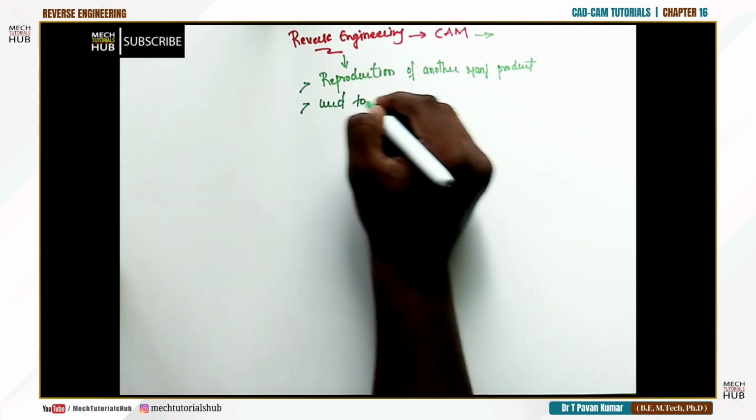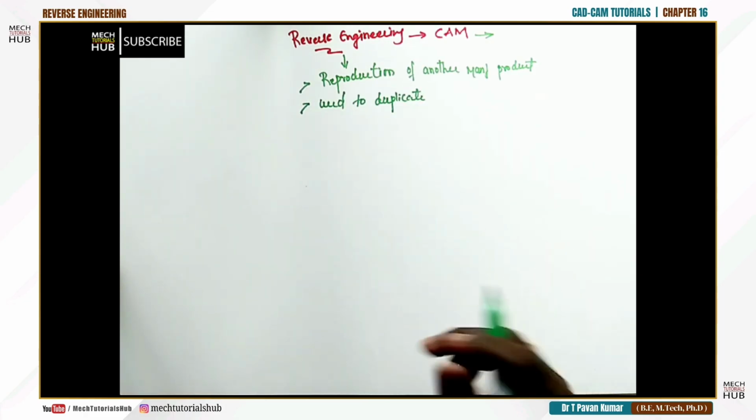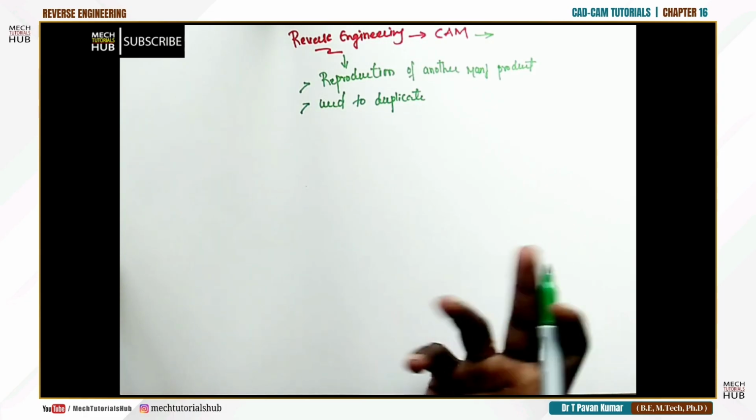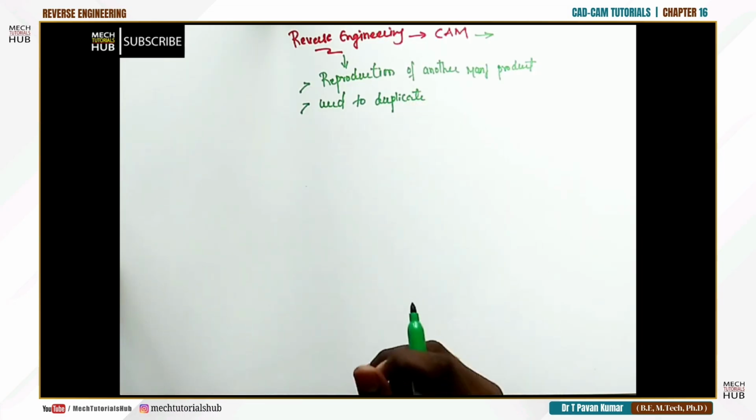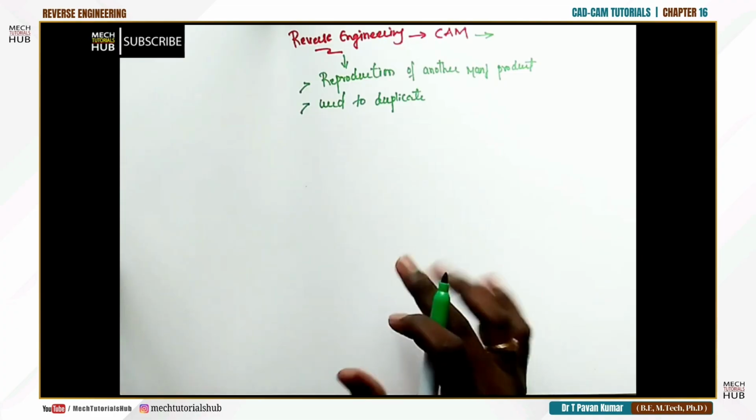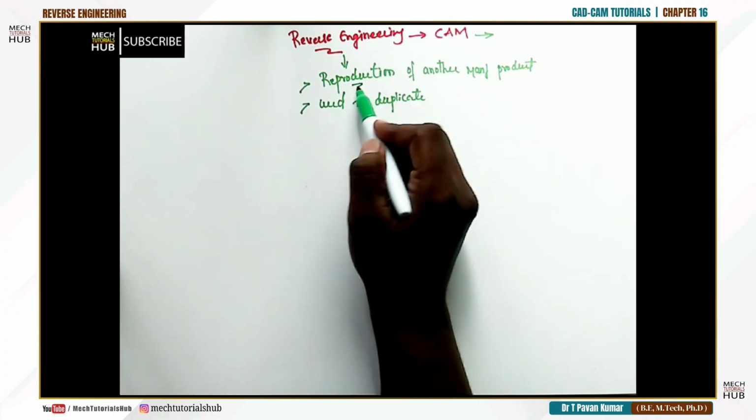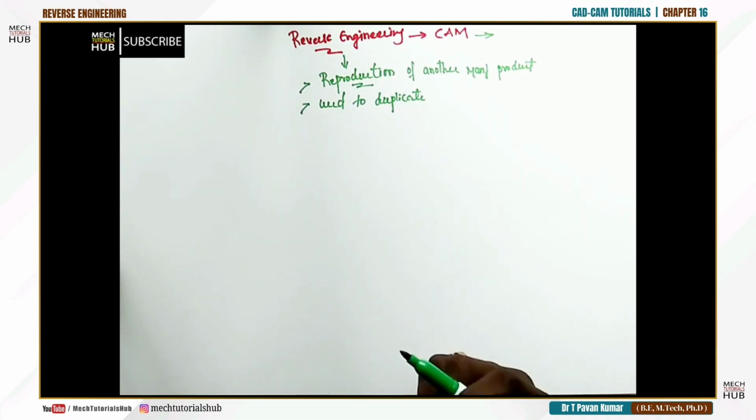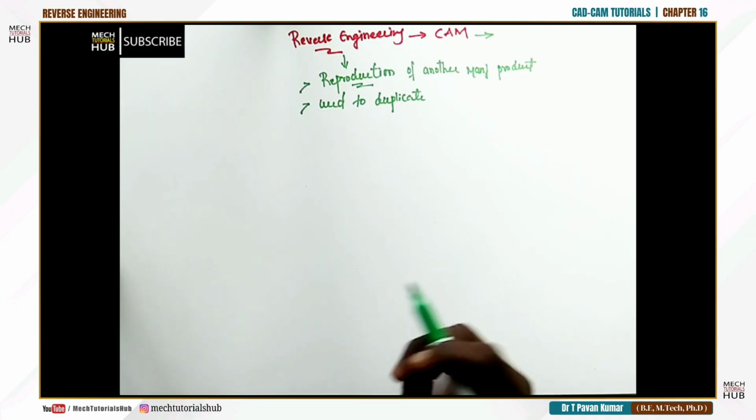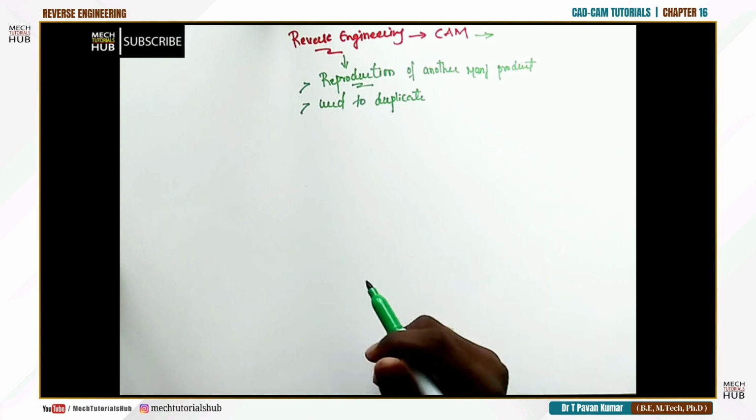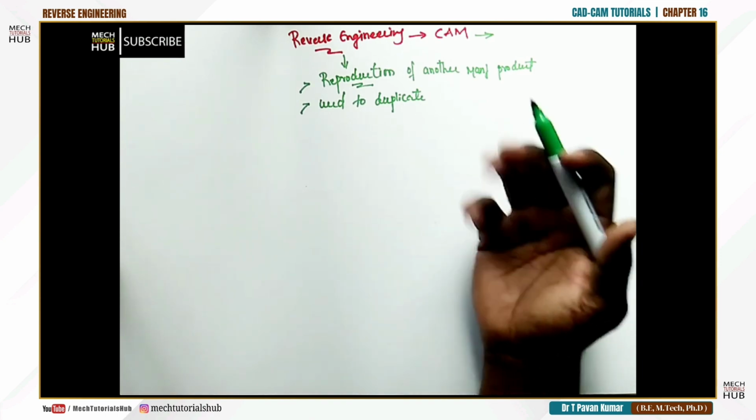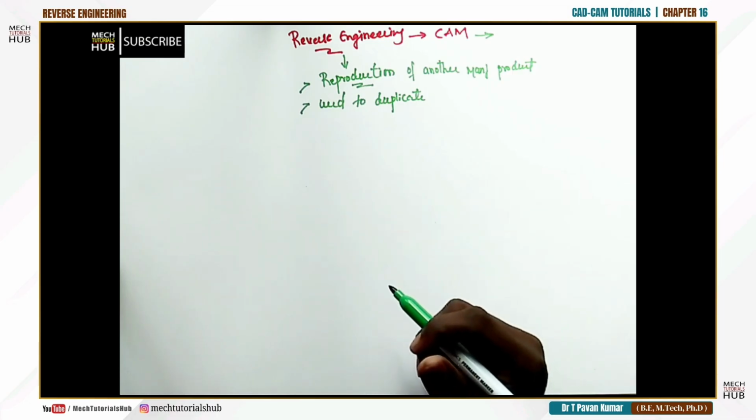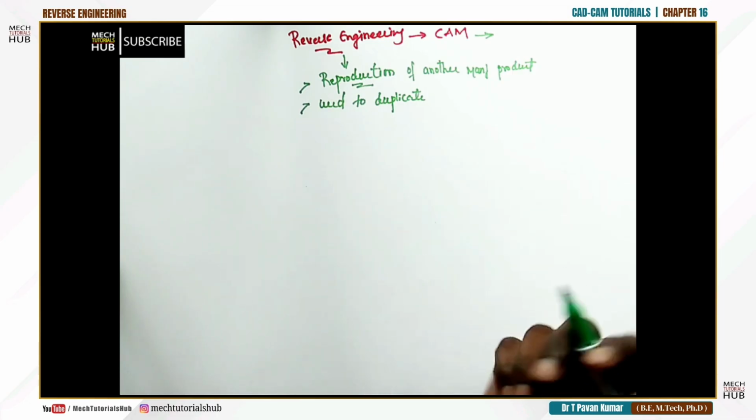Use it to duplicate the component or whatever the part, to enhance the object. While doing this, we can improve some more features of the existing component. But in actual practice, we call it reproduction by extracting the geometry or the dimensions of that particular component. In other words, you can also use it to disassemble a program. Like an existing program, we'll try to retrieve it, get the essence out of it, and use it for some other process.